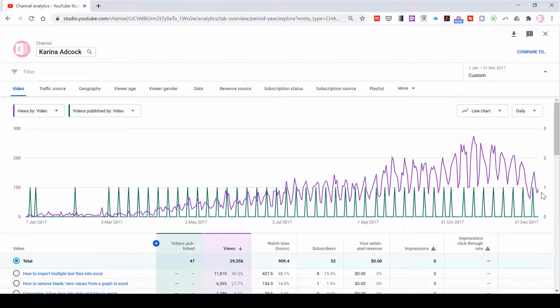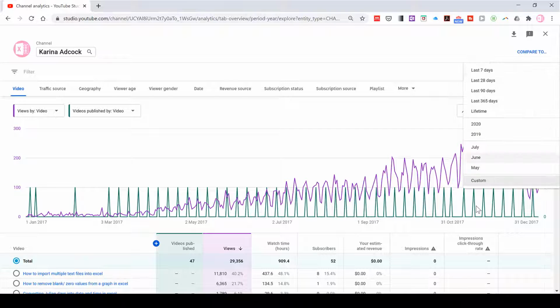You can also see that there is this continuous wave or cycle in the views, and this is a weekly cycle. So I get less views during the weekend and more views during the week. And I think this is because I make educational videos, and so people are less likely to watch those at the weekend. Now I'm going to change the time period to 2018.